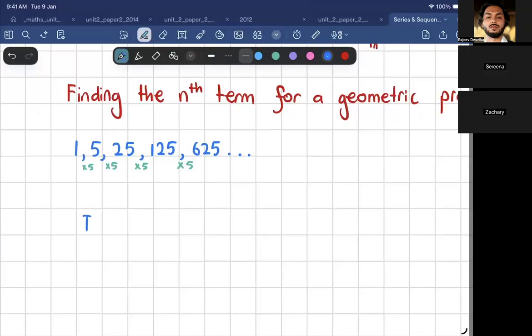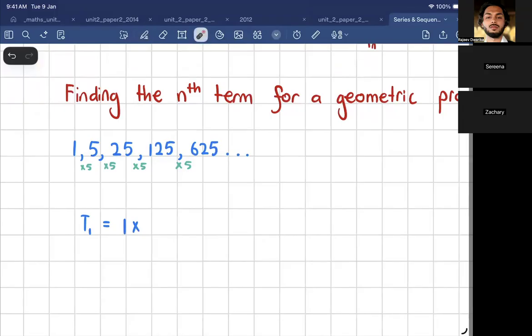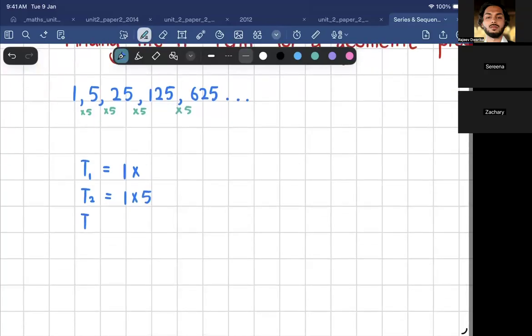Yes, sir. The first term is just 1. Am I multiplying 1 by anything? Are you multiplying the first term by anything to get the first term? No, sir. No, the first term is just existing. Mm-hmm. What about the second term though? That one you multiply by 5. So I'm going to multiply 1 by 5, yeah? Yes, sir.